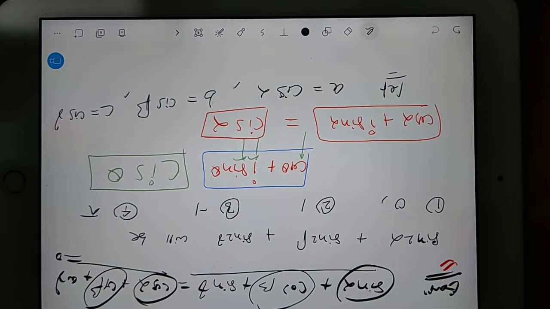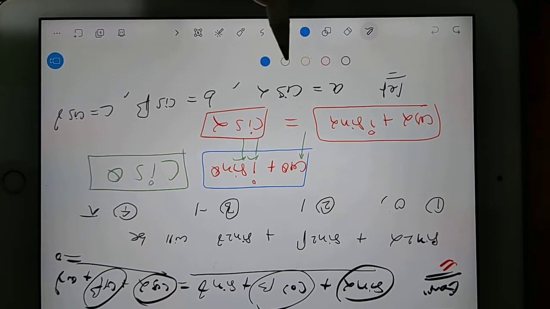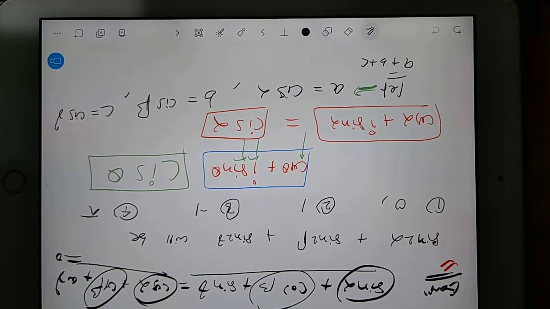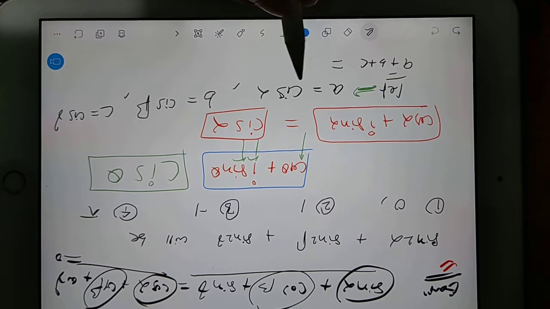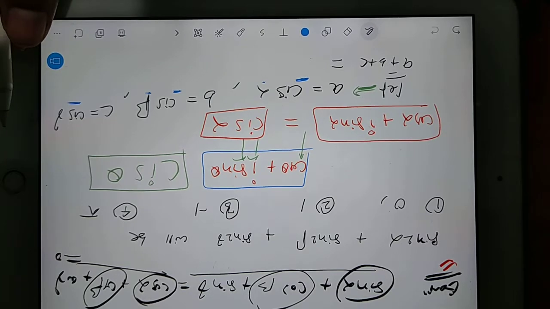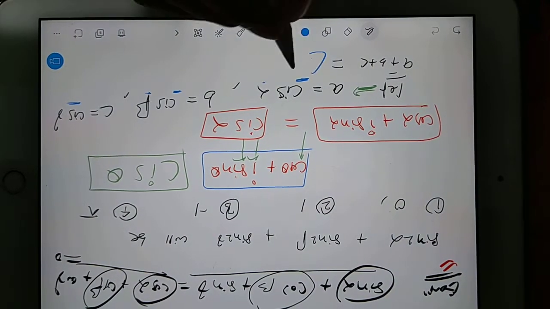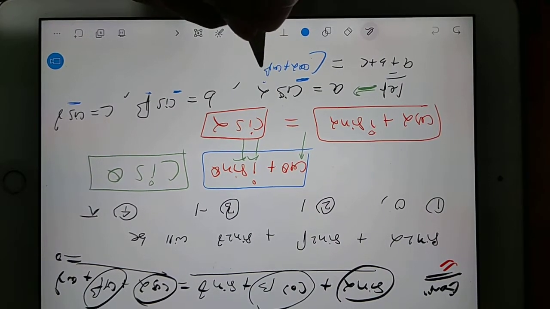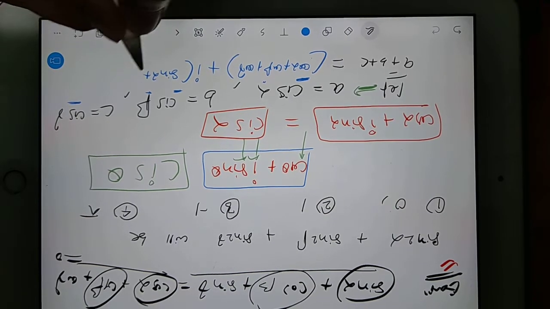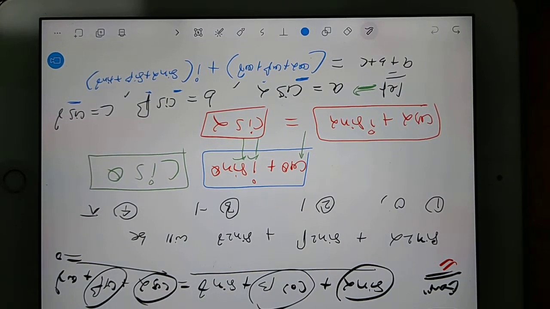If I add them, after this assumption I am going to add them, like A plus B plus C. So see here, cos alpha, cos beta and cos gamma will come. They are all real parts, so all the real parts I will write in one bracket: cos alpha plus cos beta plus cos gamma. And in the next bracket I'll put i, and I will put sin alpha plus sin beta plus sin gamma.